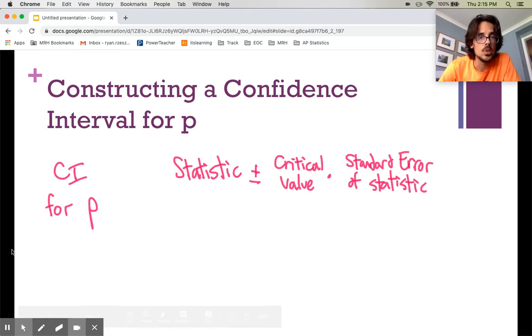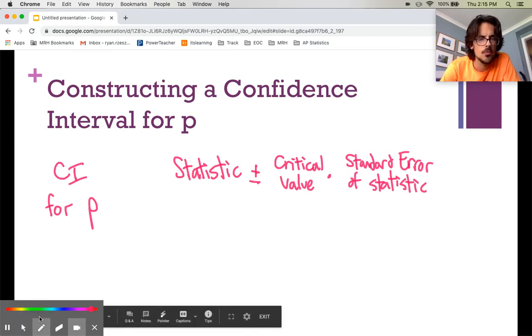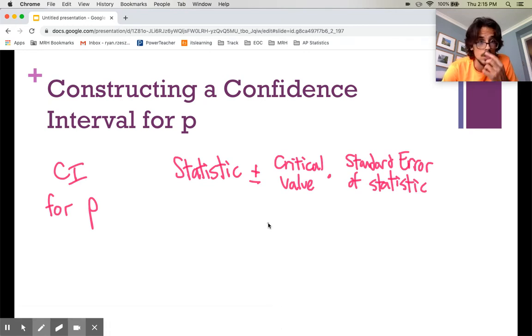Now what we're going to do is take this formula, this little setup right here, and turn it into an actual formula with variables in it related to problems for p. You start a problem by using the statistic version of what you're looking for. In my example with the texting, I had mu that I was trying to estimate, and I used x bar, my sample mean. Well, in this problem, we want to estimate p, a proportion. So our statistic is going to be p hat, our sample proportion.